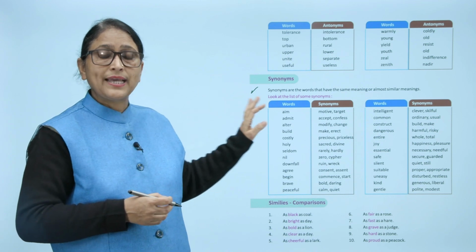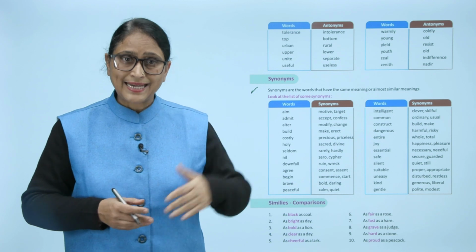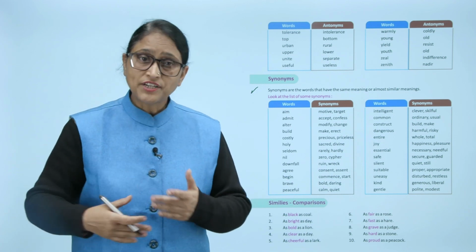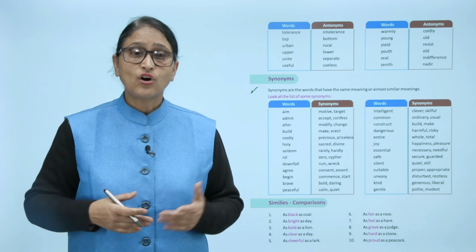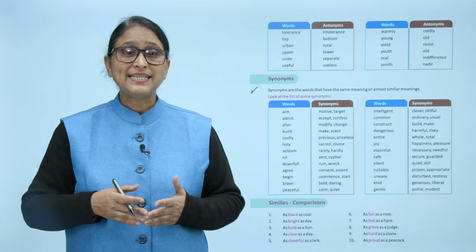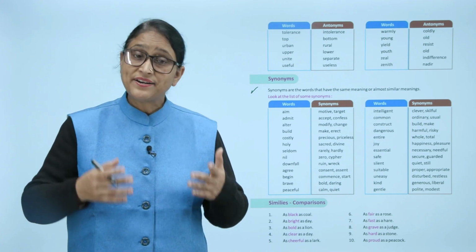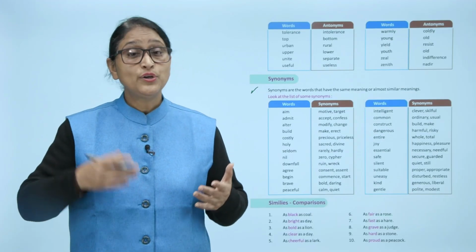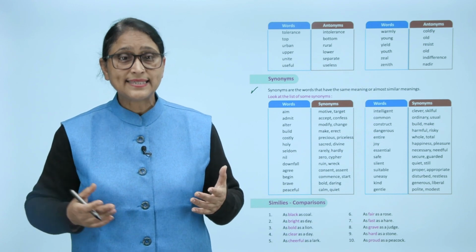Word is aim and synonym is motive, target. Next is admit, accept, confess. Alter, modify, change. Build, make, erect. Costly, precious, priceless. Holy, sacred, divine. Seldom, rarely, hardly. Nil, zero, cipher. Downfall, ruin, wreck. Agree, consent, assent.